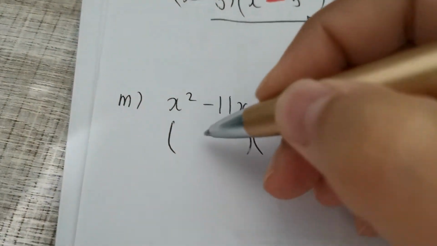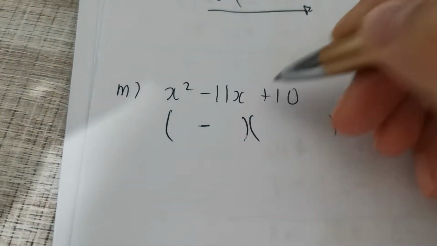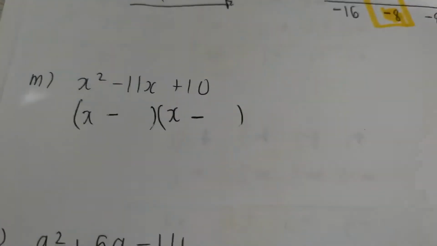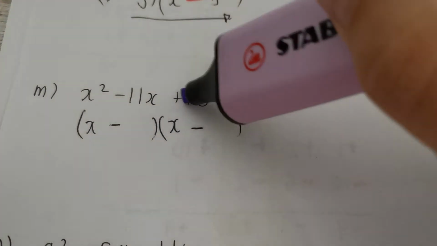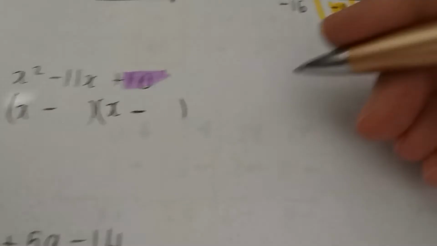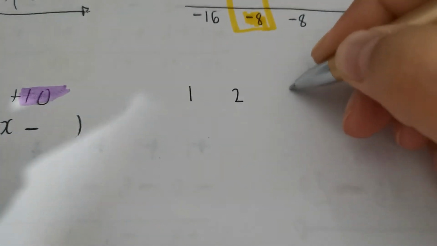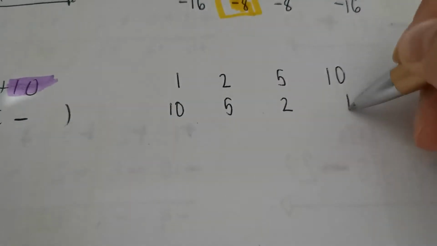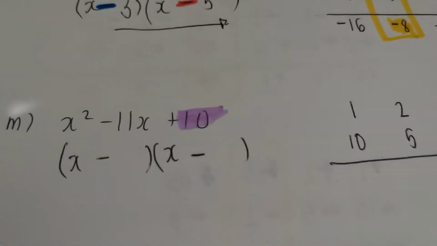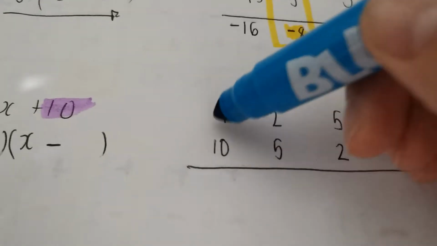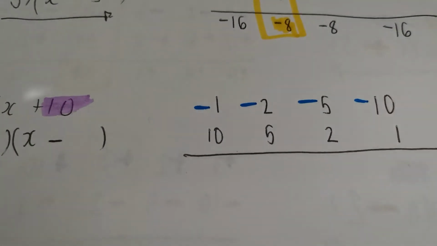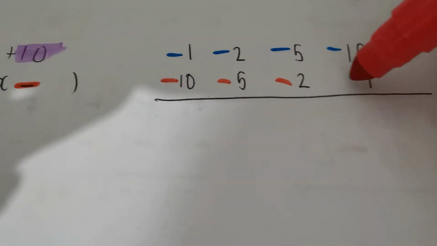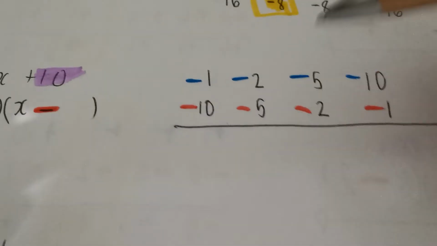Okay, copy down the sign. Negative times what gives me positive? Negative. X, X. Okay. 1, 2, 5, 10. Reverse. 10, 5, 2, 1. Okay. Negative, negative, negative, negative, negative. And this pink negative, pink negative, pink negative, pink negative, pink negative. All right. Add and subtract.